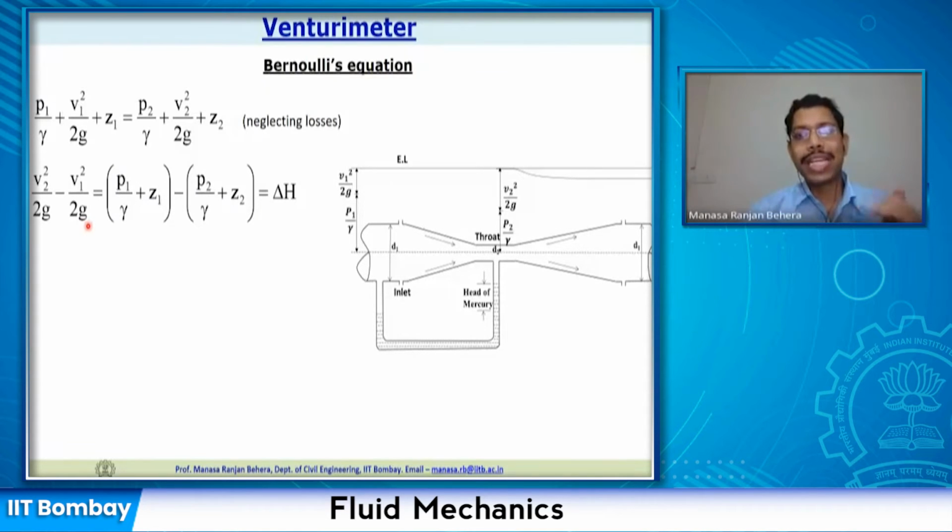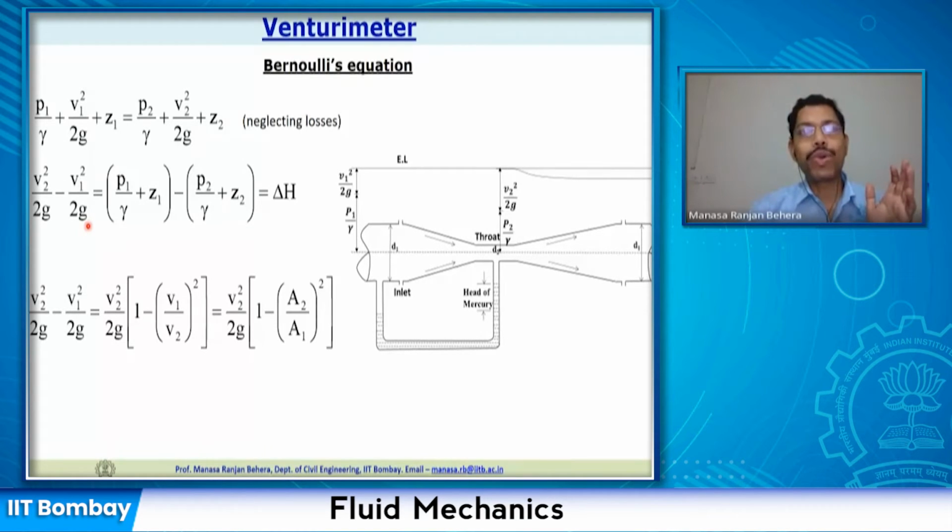Now if we rearrange this again, V2 square by 2g minus V1 square by 2g, we can write by taking V2 square by 2g common, and we can rephrase this whole thing. Now if you look at this equation, it is V1 by V2 whole square, and this V1 by V2, if we apply the continuity equation, we don't know the velocities. Please remember that velocities are unknown for us. We have only measured the pressure difference between these two sections, that is, let us say, delta H. So we don't know the velocity.